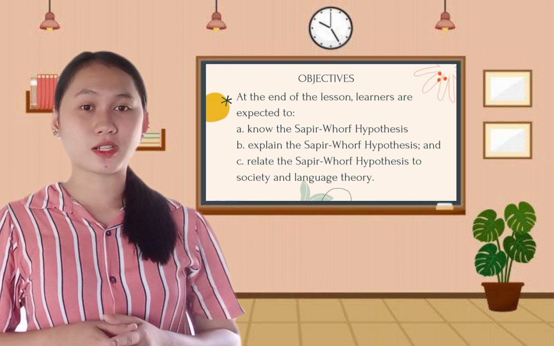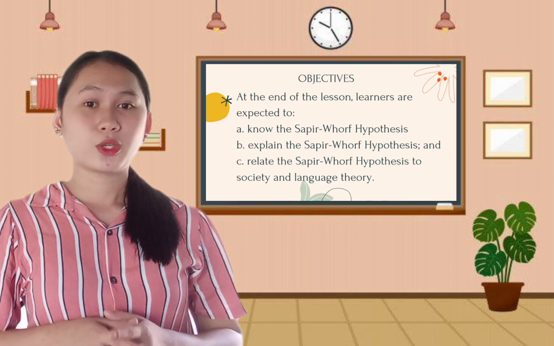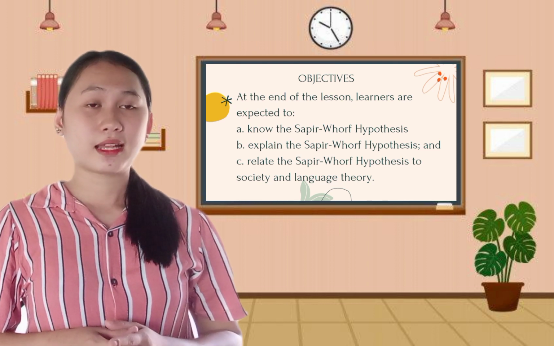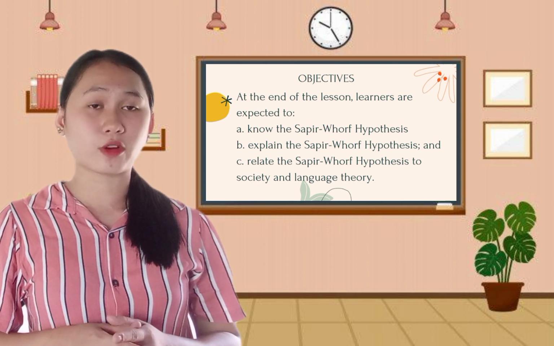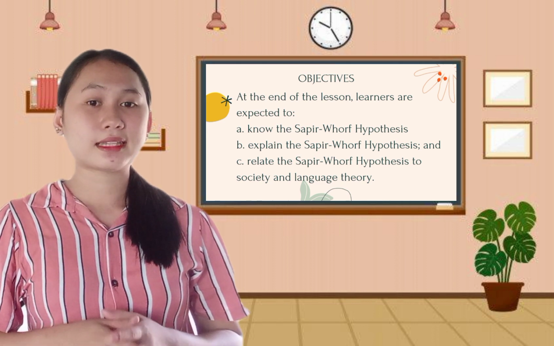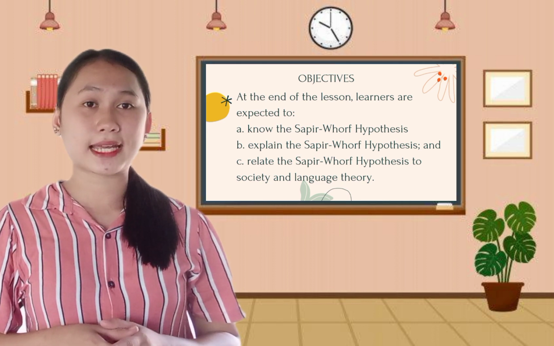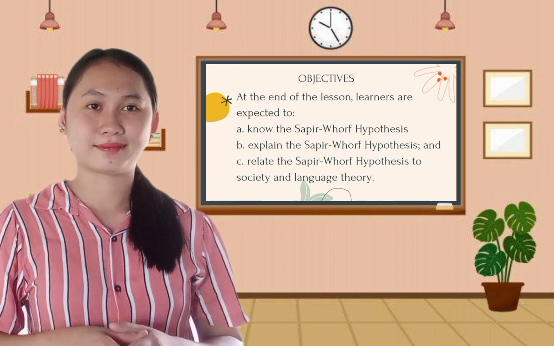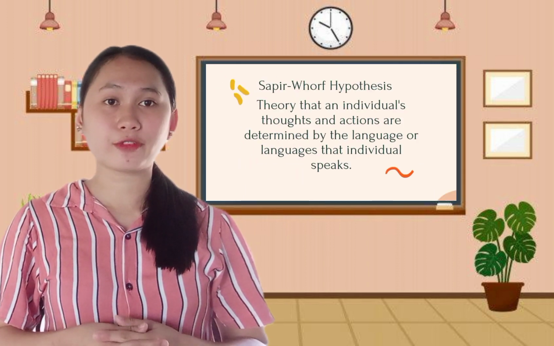So at the end of the lesson, learners are expected to know the Sapir-Whorf Hypothesis. Next is to explain the Sapir-Whorf Hypothesis and relate the Sapir-Whorf Hypothesis to society and language theory. So let's discuss the Sapir-Whorf hypothesis.